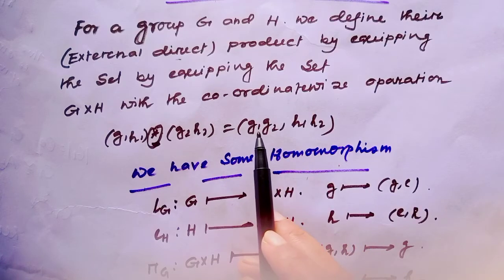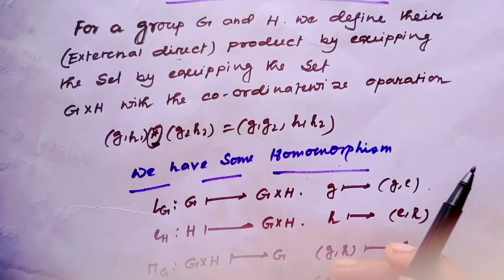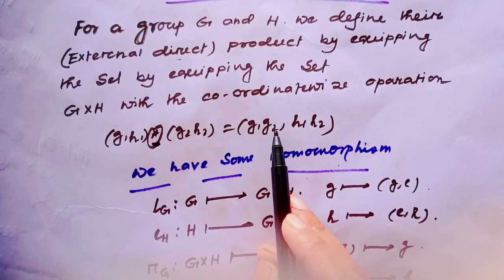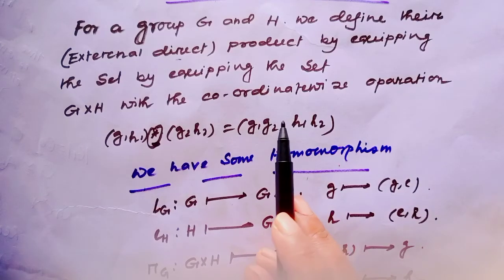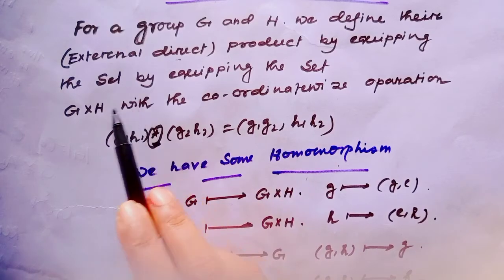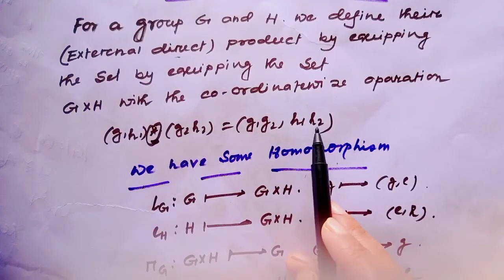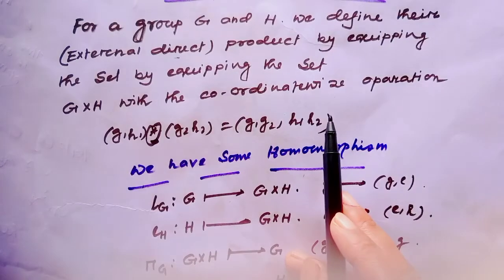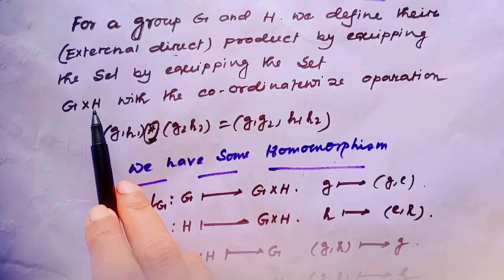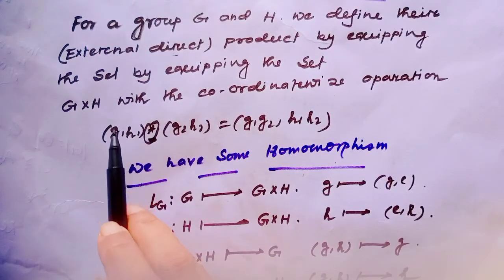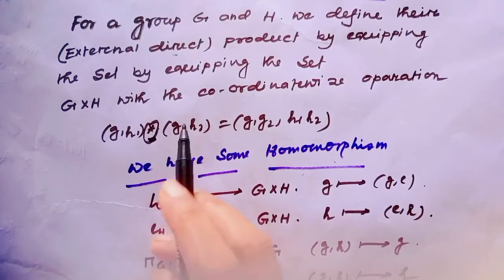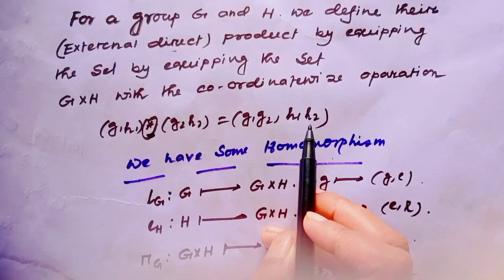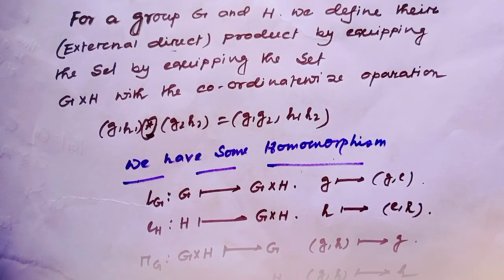Here I have defined two different binary operations. g1 times g2 is the binary operation from capital G, and h1 times h2 is the binary operation from capital H. Here it is only composition, but two different binary operations are indicated. Are you getting it? This is the external direct product.